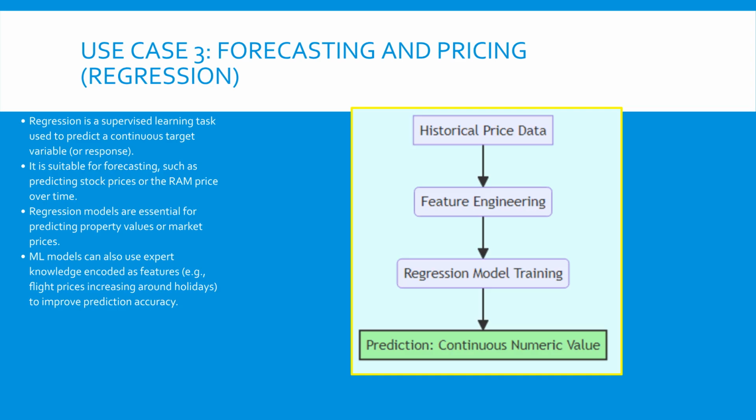This diagram shows the process of using ML for forecasting or pricing, a regression task. Historical price data is processed, often requiring feature engineering to incorporate relevant variables like house size or holiday dates.